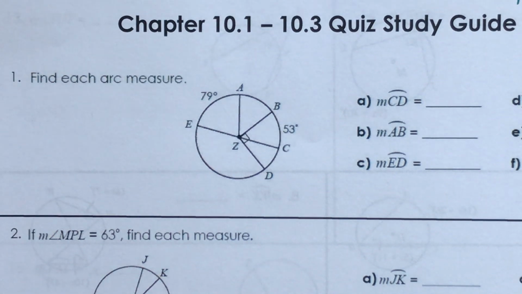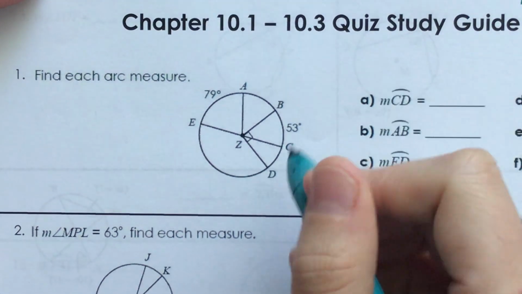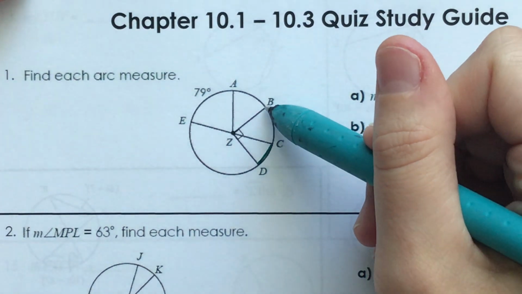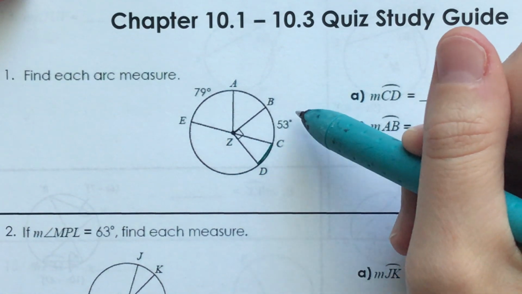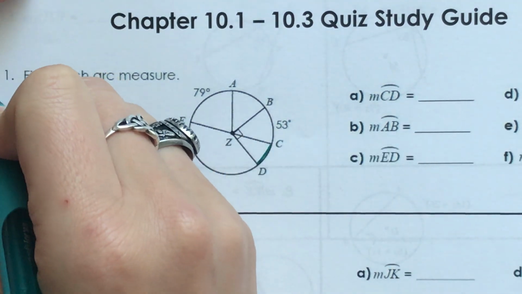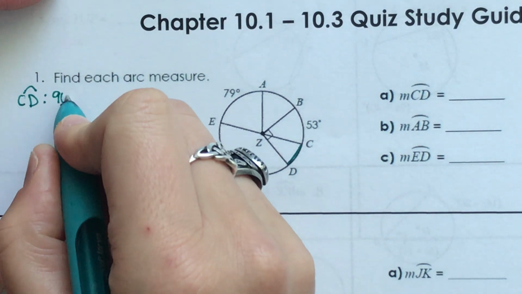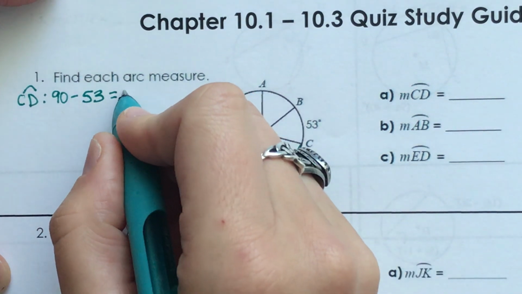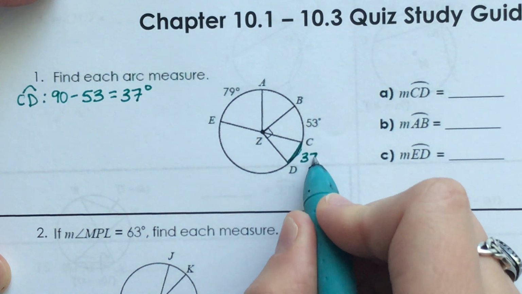So the first one that I can see is I can figure out what this arc CD is right here, because I know that this arc B to D is a 90-degree angle. I already know 53 of that 90 degrees. So to figure out what's left over right here, this arc CD, all I'm going to do is take 90 degrees and subtract 53 from it. And if I do that, I get 37 degrees. So this arc right here is 37 degrees.